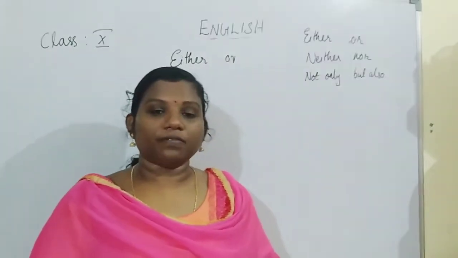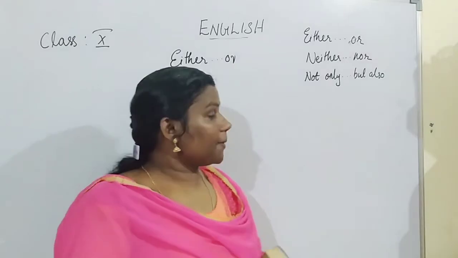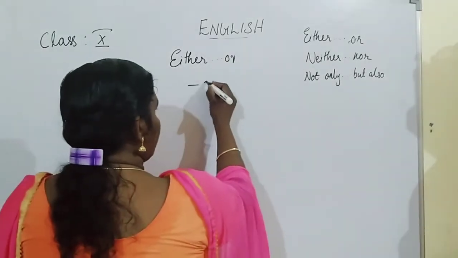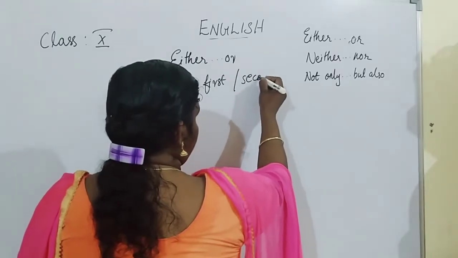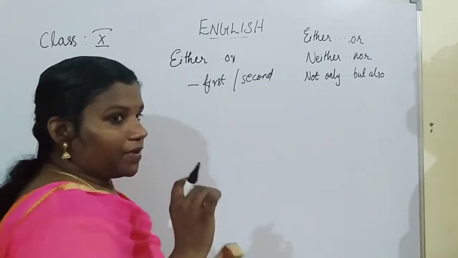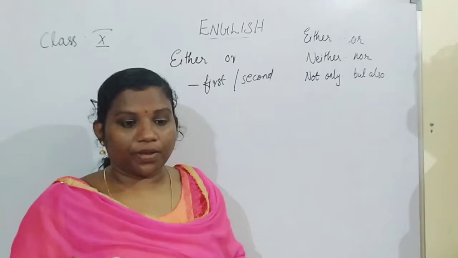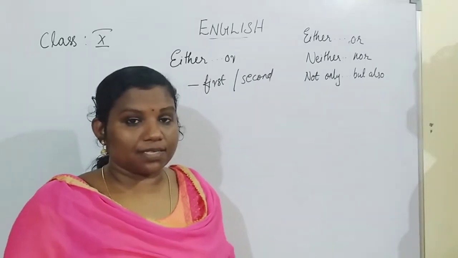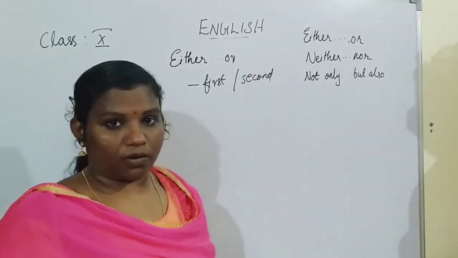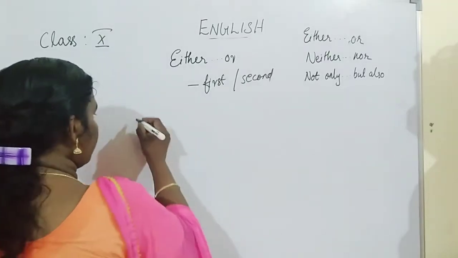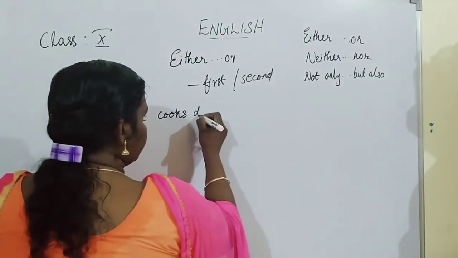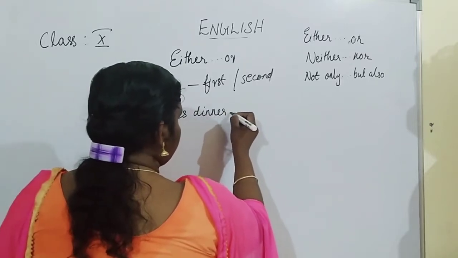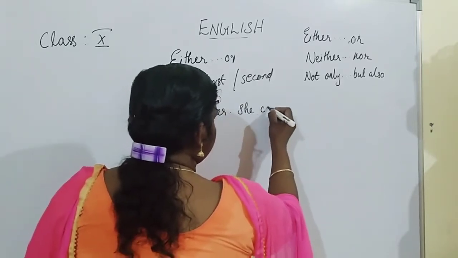What's the meaning of this either...or? Meaning, first one or second one. So when we are writing two sentences, how can we combine those two sentences with the help of either...or? Let me write one example. He cooks dinner. She cooks dinner.